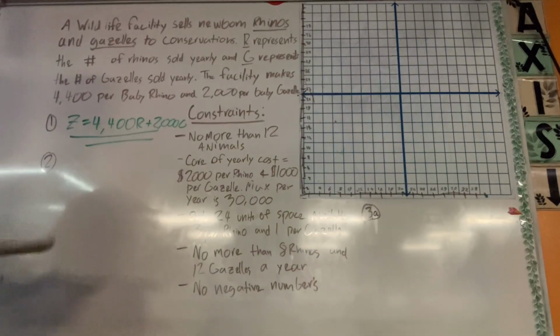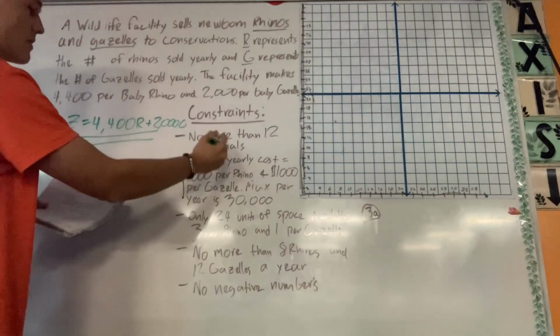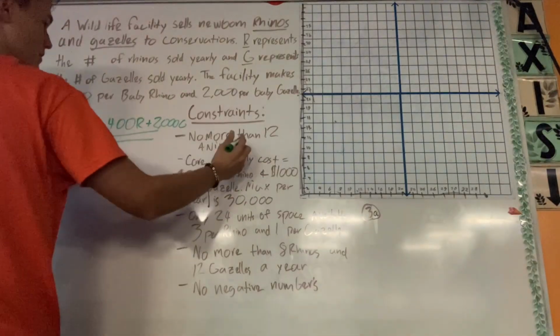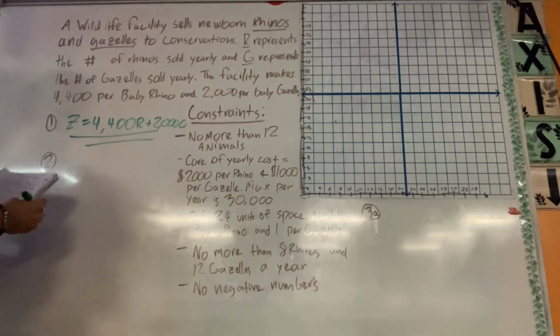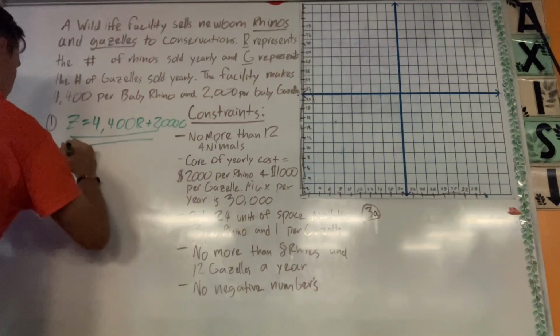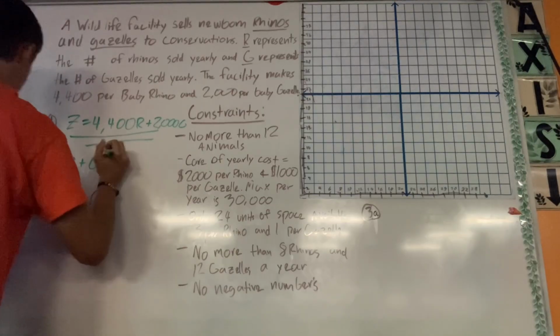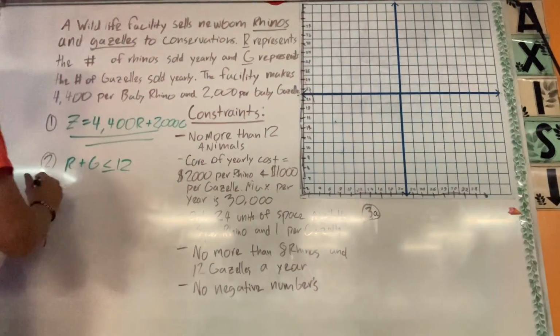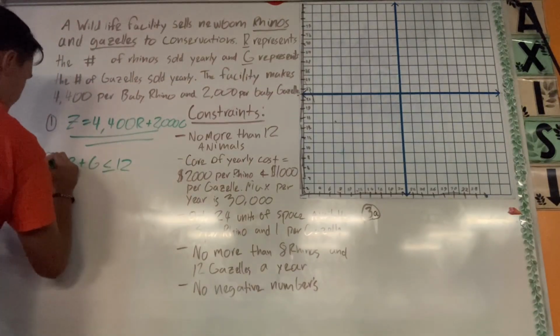Alright, step 2, we need to figure out our constraints and write functions for each constraint. So our first constraint is there can be no more than 12 animals total that'll be sold per year. So we can add the rhinos and the gazelles have to be less than or equal to 12, and this will be per year. So this is our first constraint.